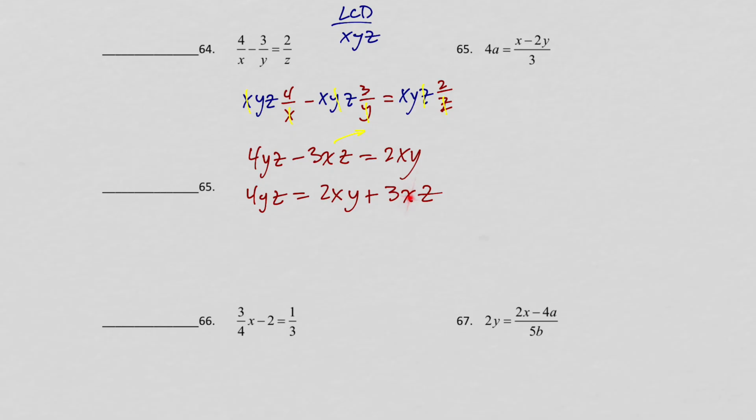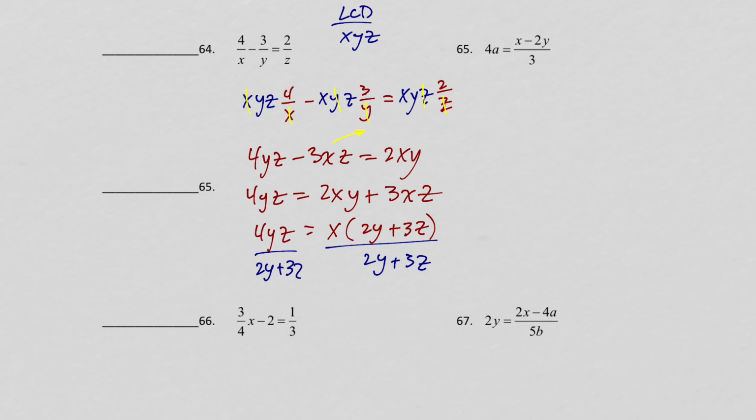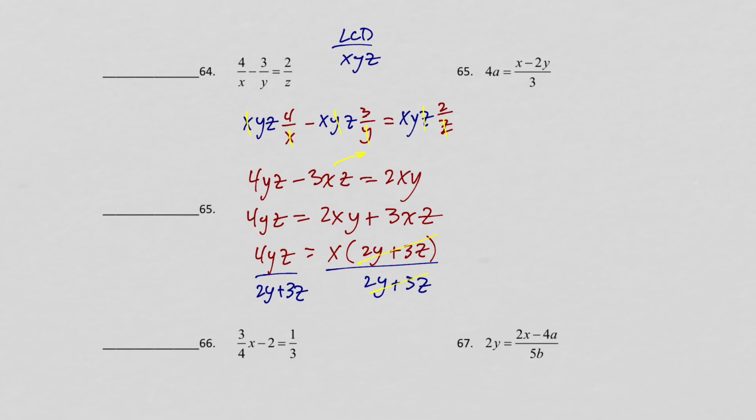The x is showing up in multiple terms, so we isolate it by factoring it out. And our final step is to divide. We'll divide each side by 2y plus 3z. And this cancels, and we're left with x is equal to 4yz over 2y plus 3z.